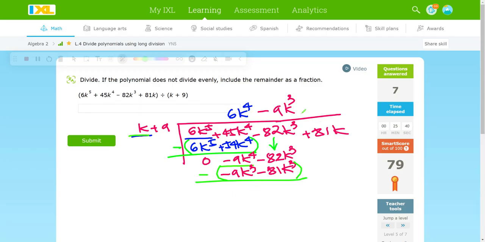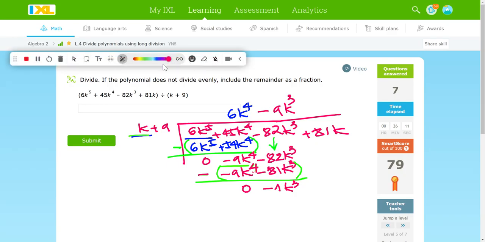So, hold on. This is k to the fourth. Okay, this is k to the fourth. All right, so let me make sure I put it k to the fourth. Here we go. Okay, so when you subtract, you have no more k to the fourth. Okay, subtract over here with subtract over here becomes plus. So negative 82k to the third plus 81k to the third becomes negative 1k to the third. Okay, last step over here, I move down 81k. All right, so 81k.